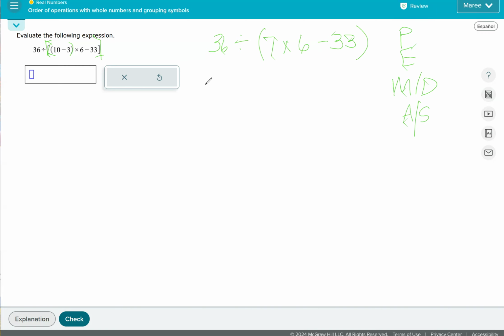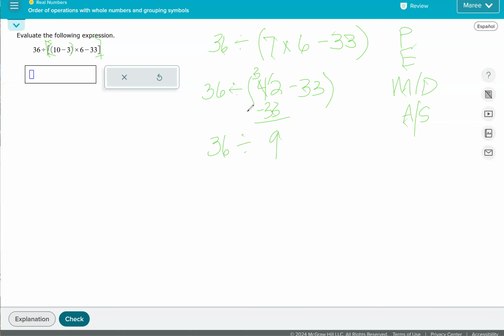So we'll go ahead and write down what we're doing. We're going to do 7 times 6, 42. Once we get that, then we'll subtract the 33. So 42 minus 33, 3 from 12 is 9. Okay. So now we'll replace the parentheses with that 9. We've completed what's in there.